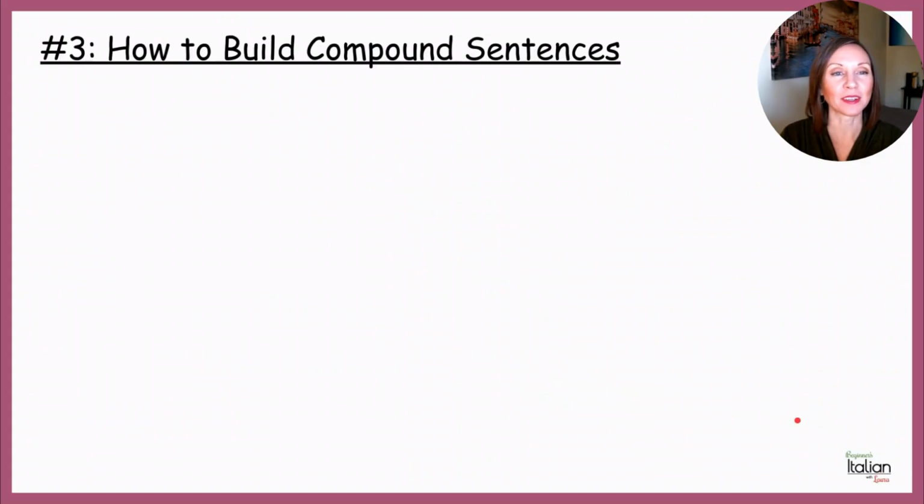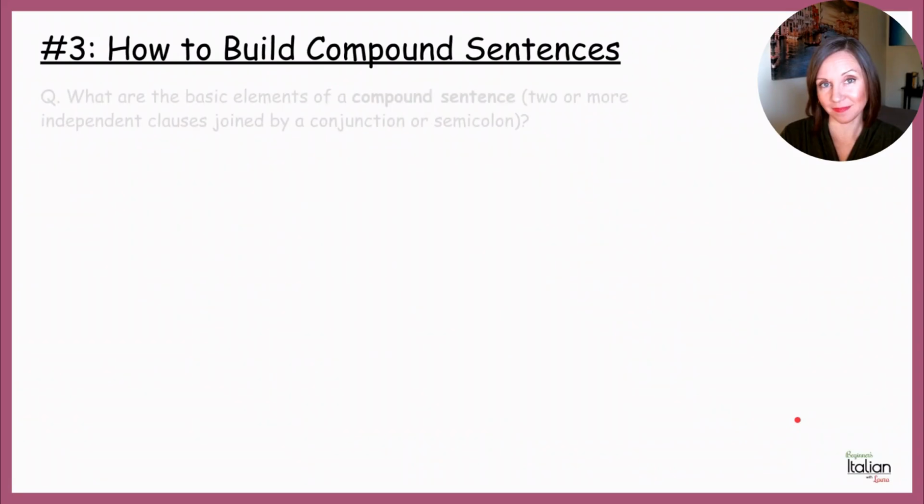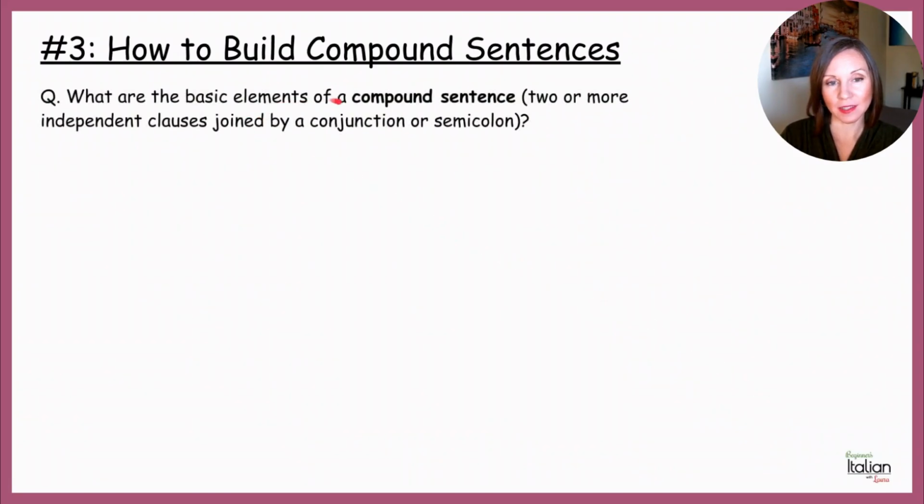Okay, how to build compound sentences. What are the basic elements of a compound sentence, which is two or more independent clauses joined by a conjunction or a semicolon?